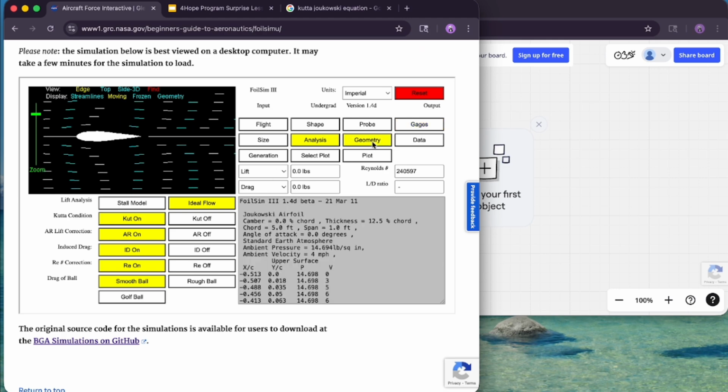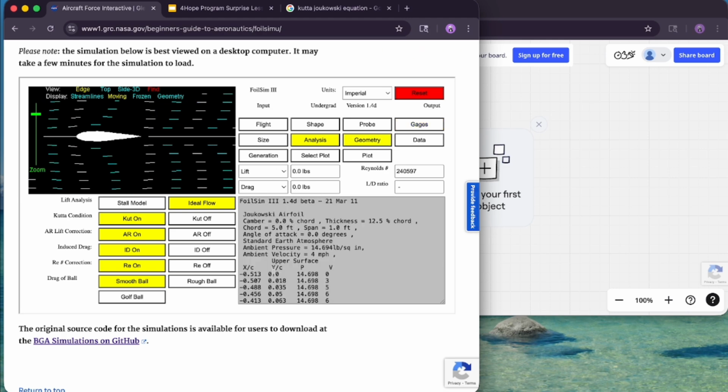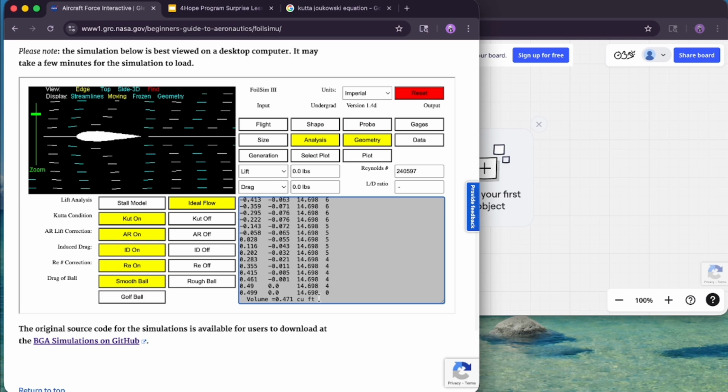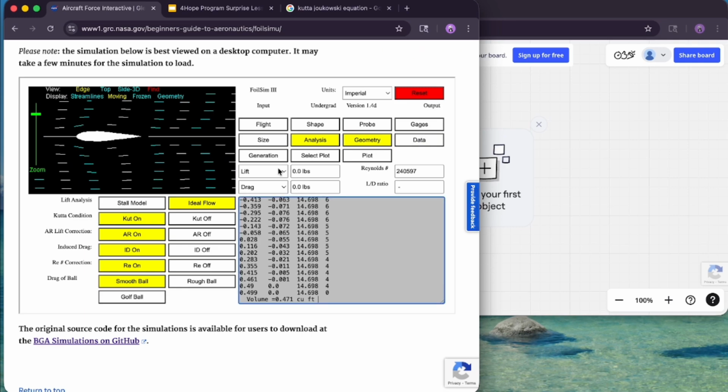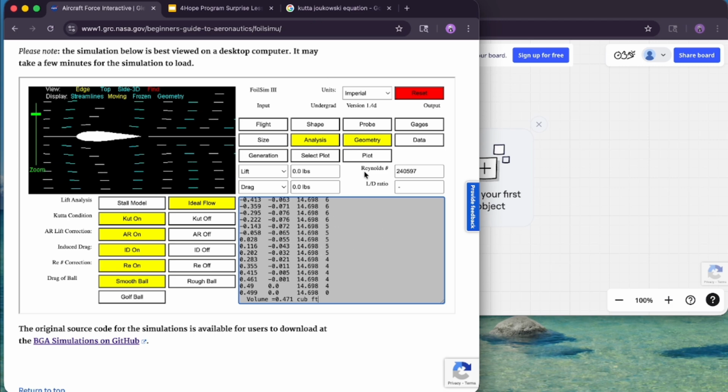We also have geometry. Here we can see that there are a lot of calculations being made regarding the volume, and we also have other parameters. Let me put that up really quick. Oh wait, cubic feet. Okay. So this is just going over the parameters that occur to calculate volume for geometry.